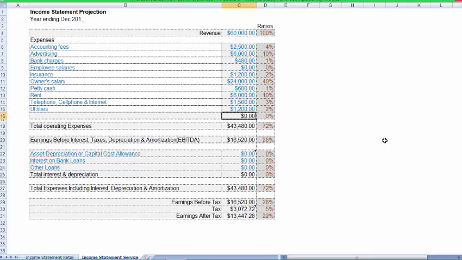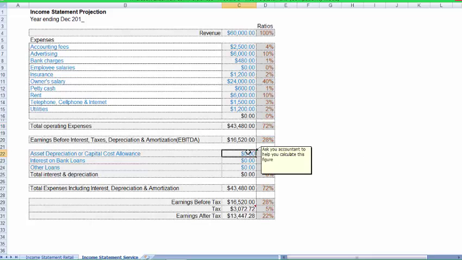Again, let me just emphasize that what I've done here is I've entered only a small range of expenses. The reason I've done that is it makes it easier for me to do this exercise. In your business, you would include some more rows and include all your operating expenses in there, whatever they are. So in this case, this business has got operating expenses of $43,480.